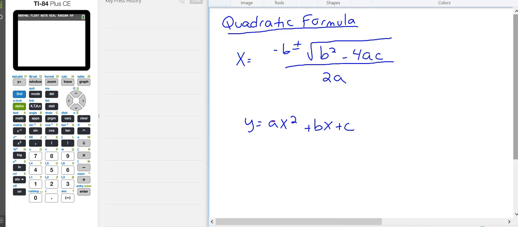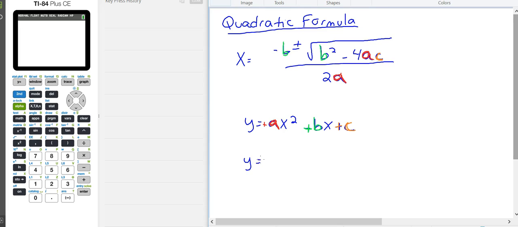We have our a term over here. So wherever we see an a in the formula, we're going to plug in whatever our a term is. The same thing for b. Wherever we see a b in the formula, we're going to plug in our b term with its sign. Every term is always connected to its sign. So let's say a would be positive, it would be connected to that positive sign there. And wherever we see a c in the formula, we're going to plug in our c from the equation with its sign. Let's look at an example.